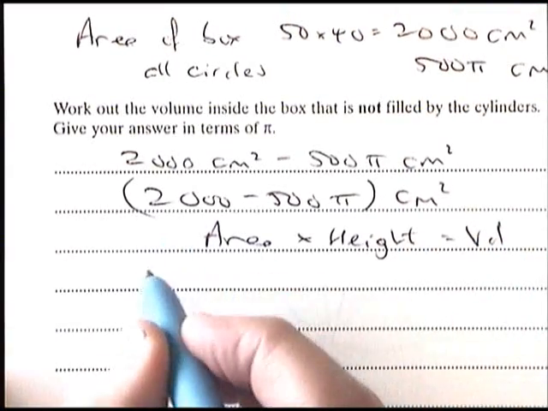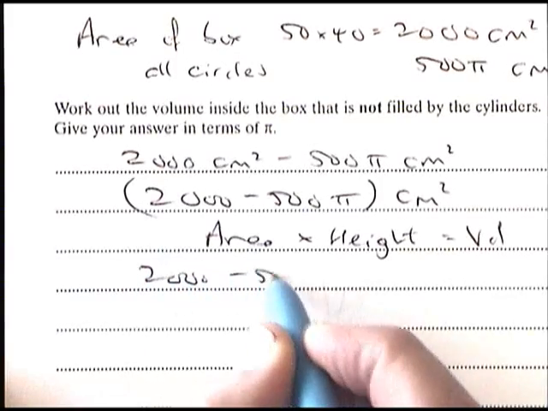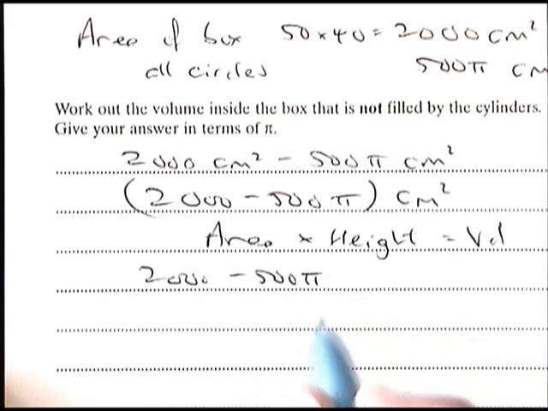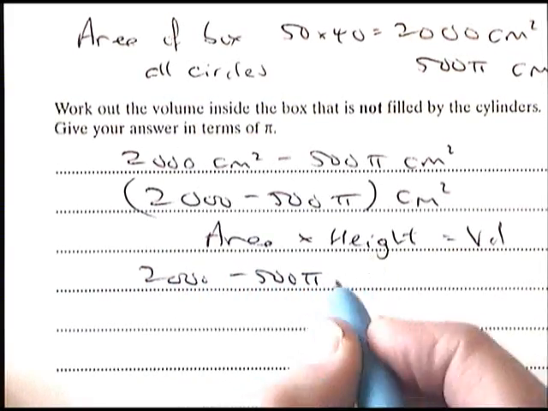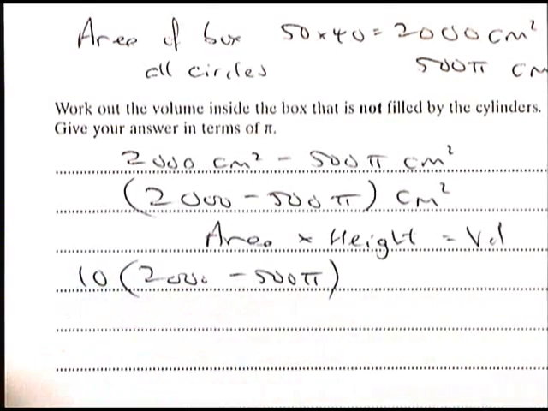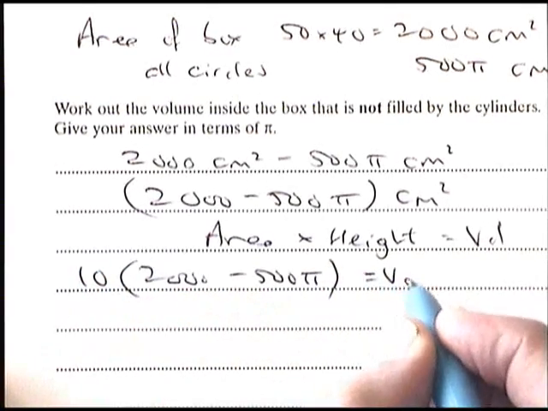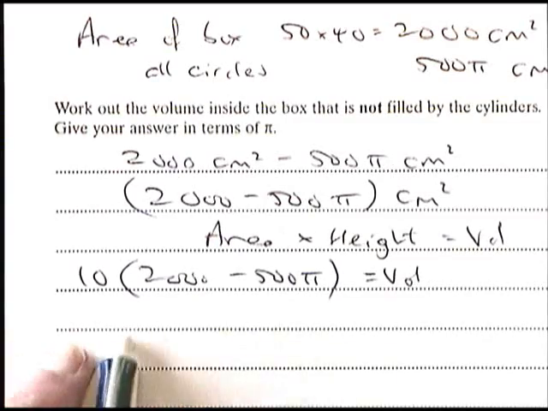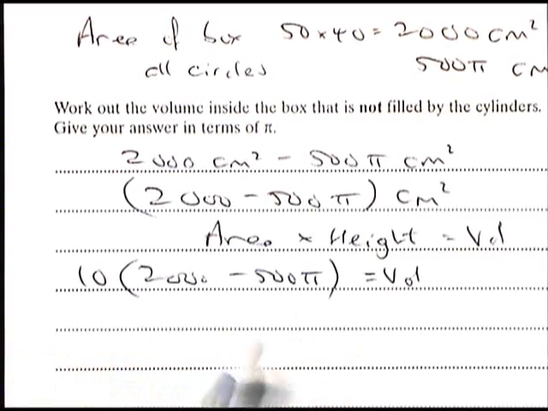So I've got the area is 2,000 take away 500 pi. I've got to times that by the height, which is 10. I'll just do that by writing that down. And that will give me the volume. And that's a perfectly good answer for your question.